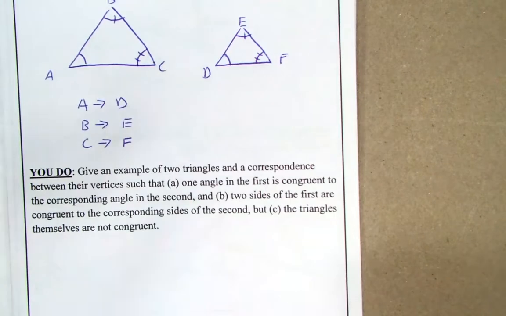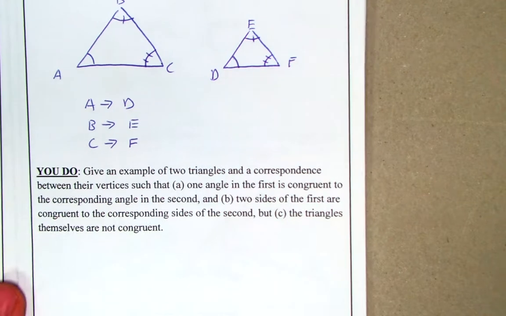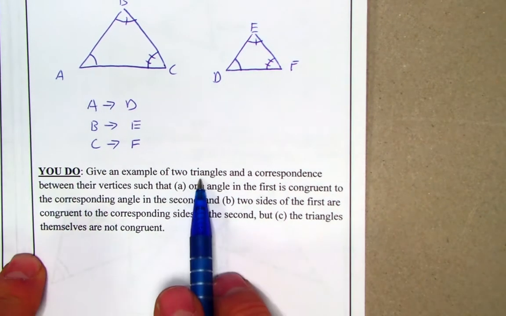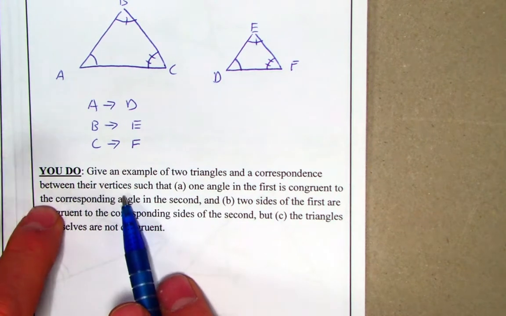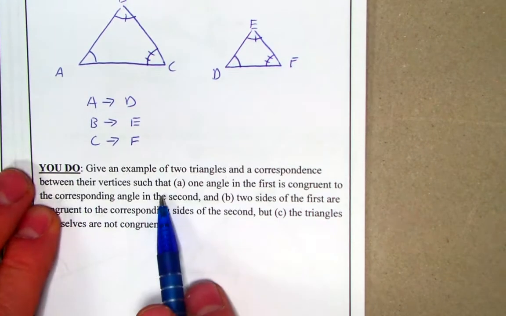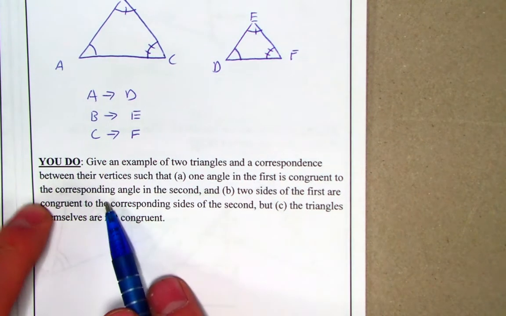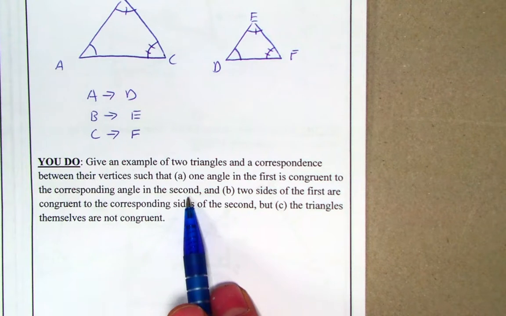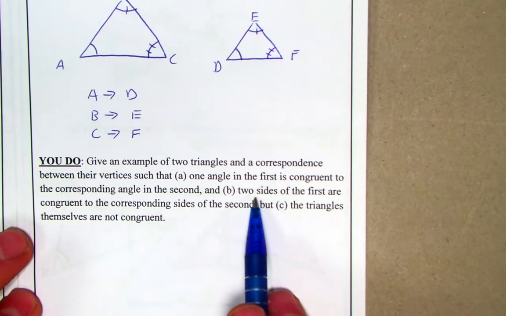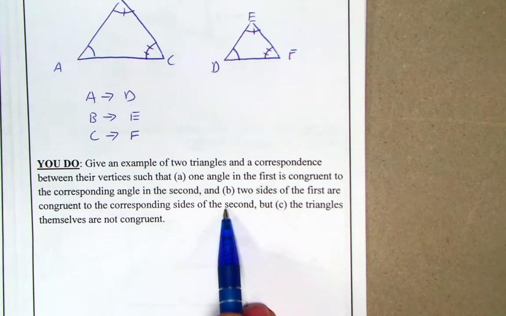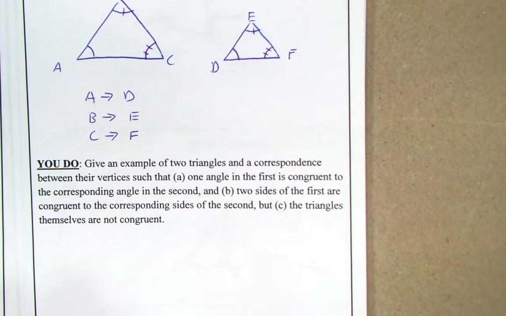All right, so on this "you do" question, I'll read it and maybe explain a little bit, but you'll do this one. Give an example of two triangles and a correspondence between their vertices, this is the correspondence, such that A, one angle in the first is congruent to a corresponding angle in the second, so that has to be true. B, two sides of the first are congruent to the corresponding sides of the second. But C, the triangles themselves are not congruent.